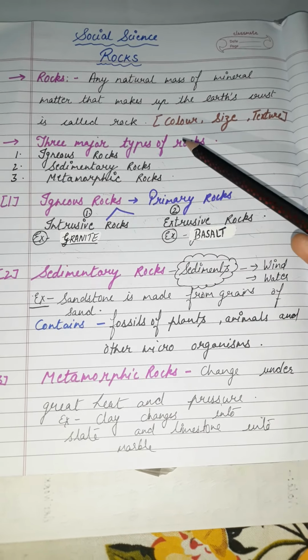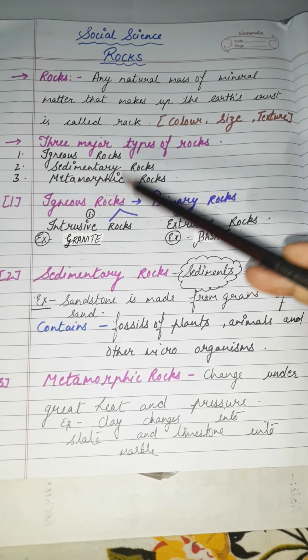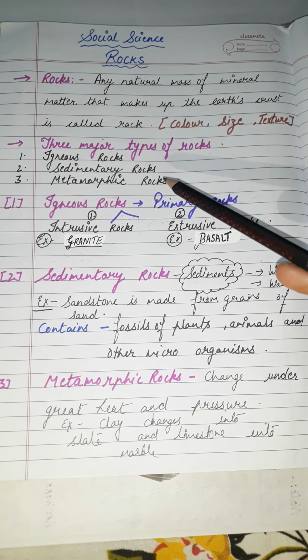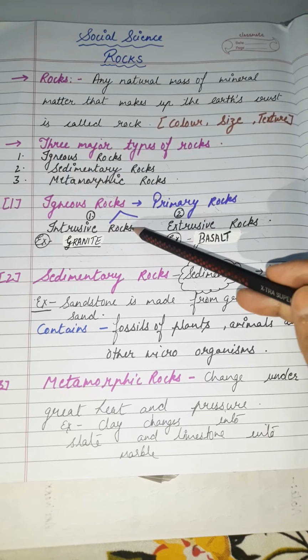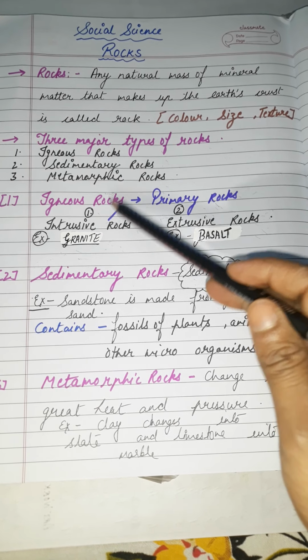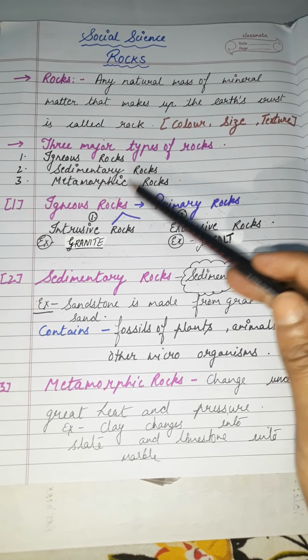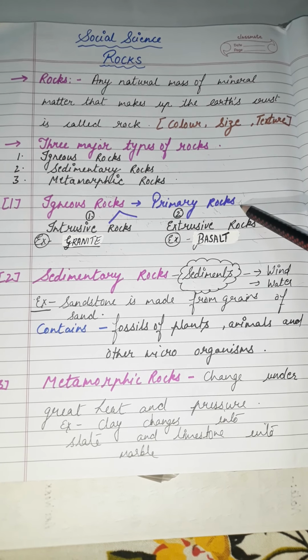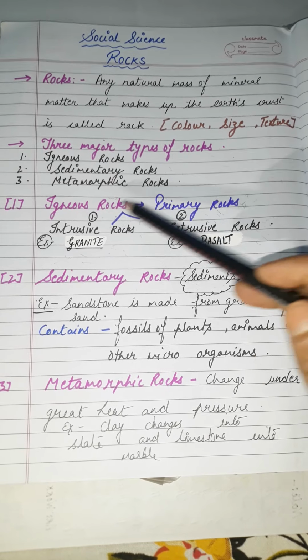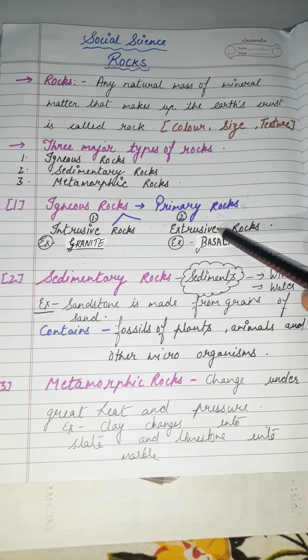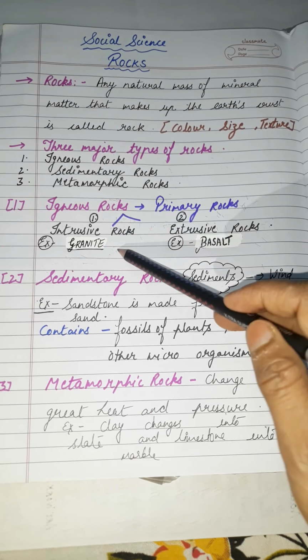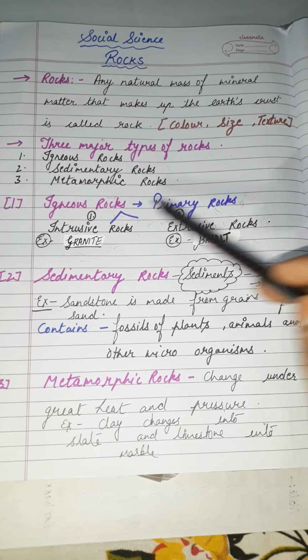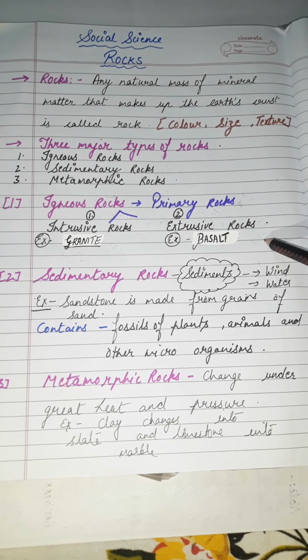Now, first of all, comes to the igneous rocks. What do you understand by igneous rock? When the molten magma cools and it becomes solid, rocks thus formed are called igneous rocks. They are also called primary rocks. What is it called? Primary rocks. Igneous rocks can be divided into two types. Number 1, intrusive igneous rocks. Number 2, extrusive igneous rocks.